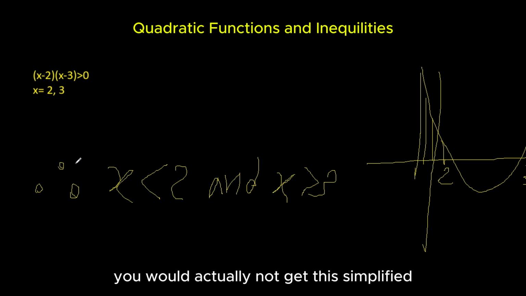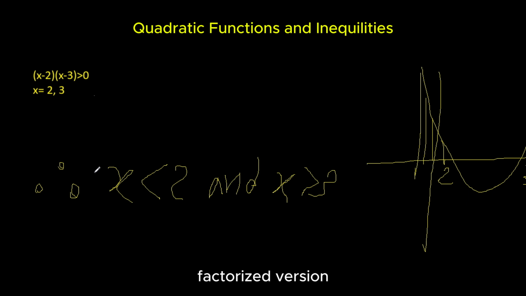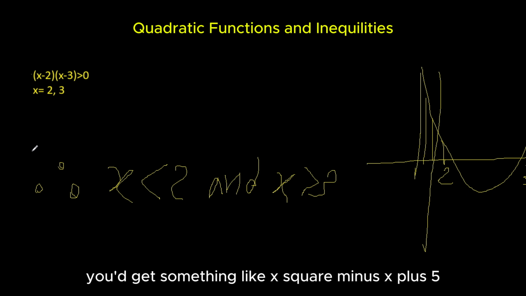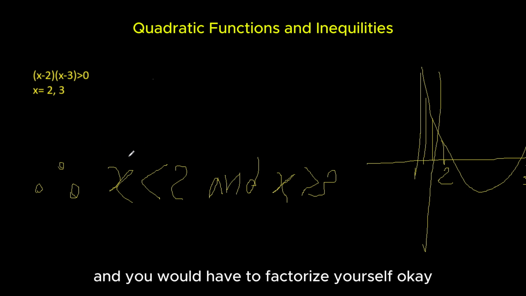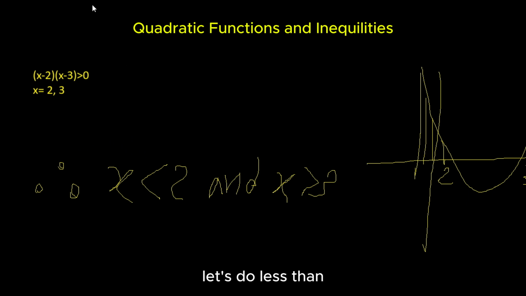Normally you would actually not get this simplified factorized version. You would get something like x squared minus x plus 5 or something like that, and you would have to factor it yourself. Okay, now that we have done greater than, let's do less than.